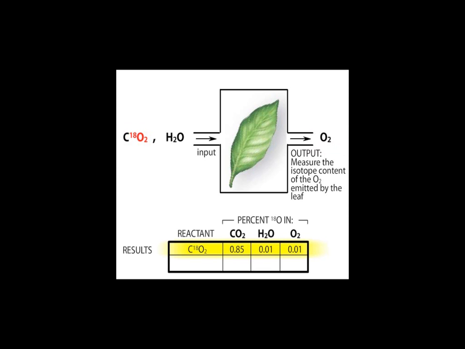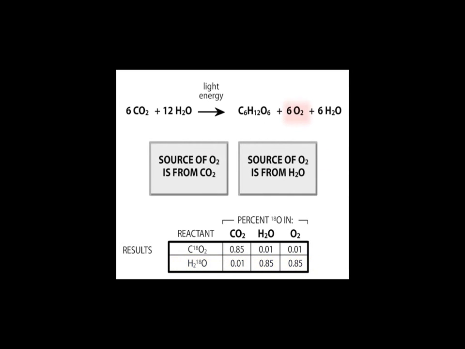Now let's repeat the experiment by labeling the H2O reactant. Again, our data will consist of the O18-O16 isotope ratio measured in the evolved oxygen as compared to the starting ratio in the H2O reactant. What can we conclude from this experiment? Is the source of oxygen released by the plants derived from the carbon dioxide or water reactants?